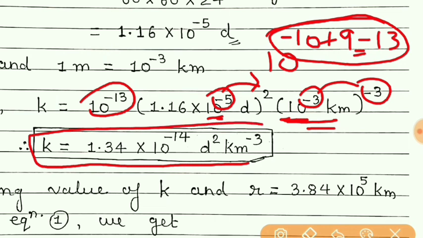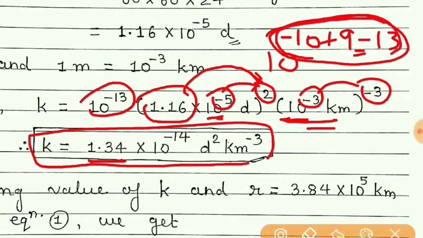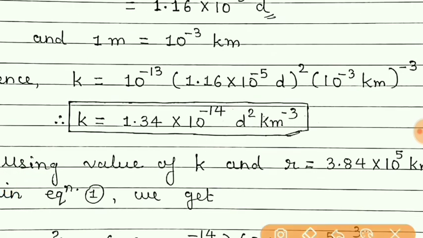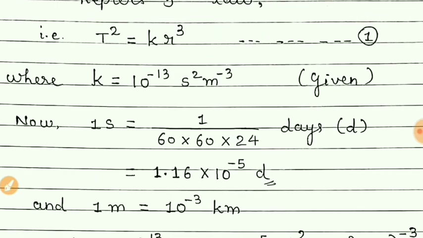Rest of the things, that is 1.16 into 1.16. Why? Because it is square. So you will get 1.34. And here you will get power 10 raised to minus 14. And so we have converted the value of constant K to days and kilometers. It was given in seconds and meter.